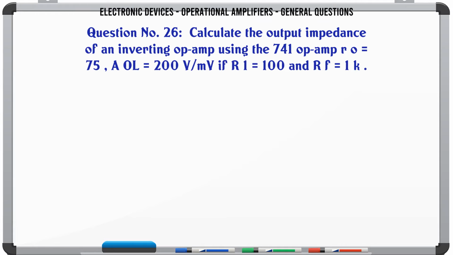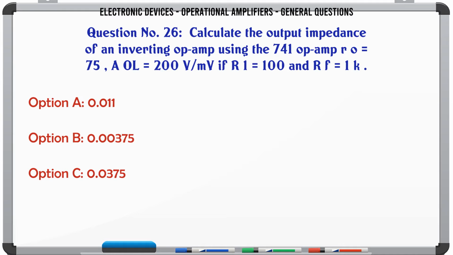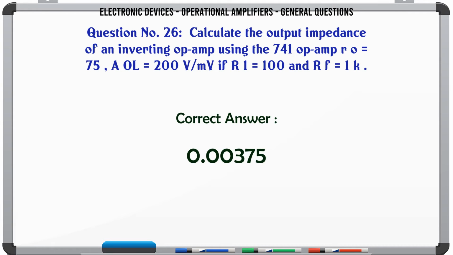Calculate the output impedance of an inverting op-amp using the 741 op-amp, RO 75, AOL 200 V/mV, if R1 is 100 and RF is 1K. A. 0.011, B. 0.00375, C. 0.0375, D. 0.375.